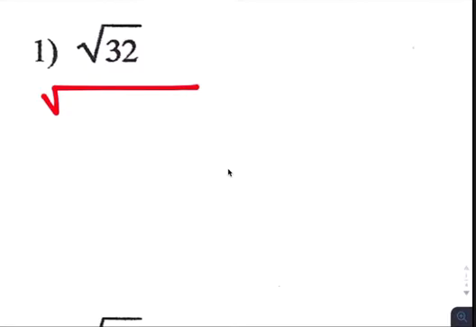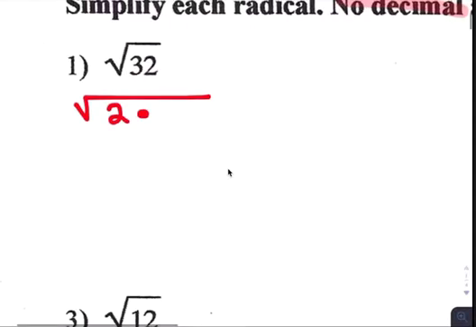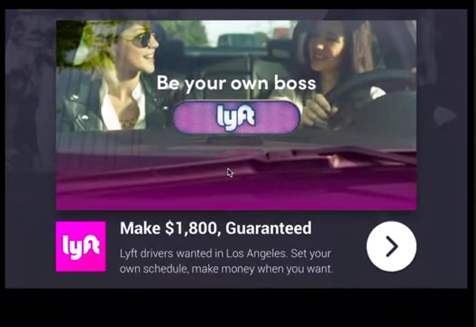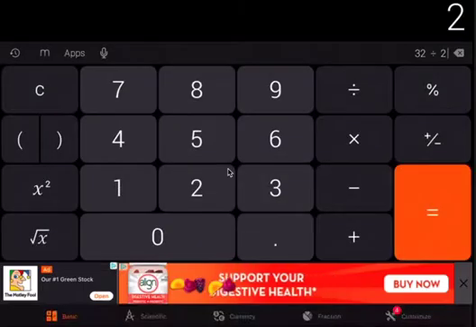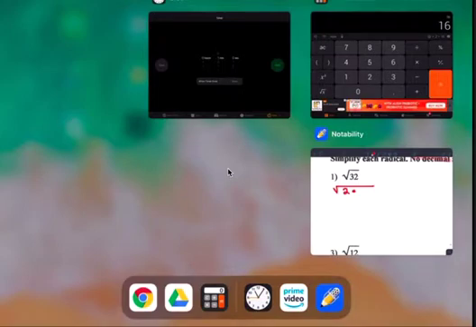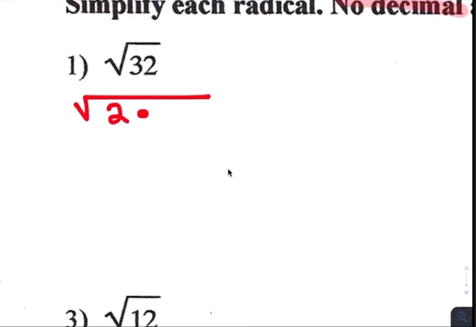So 32 can divide by 2 because it's an even number. So 2 times what? Use a calculator and do 32 divided by 2. Uh-oh. That's what happens when you get a free app, right? It equals 16. So you use that 16, and right there you don't need this anymore.